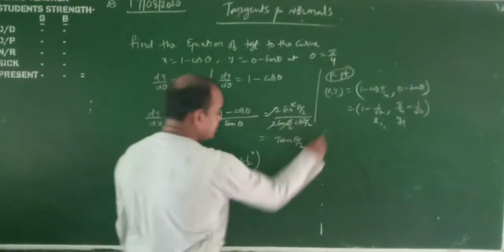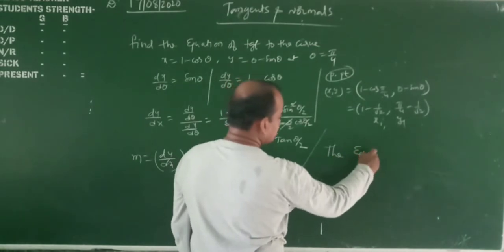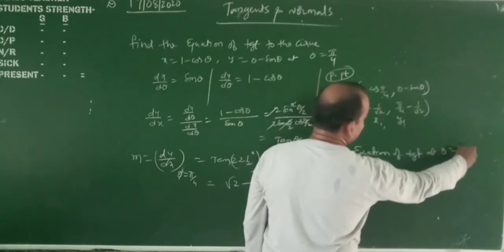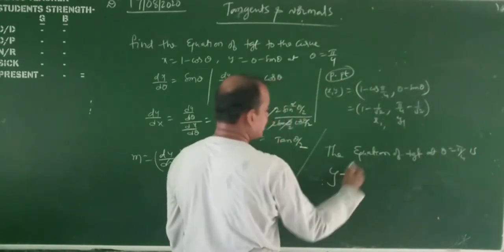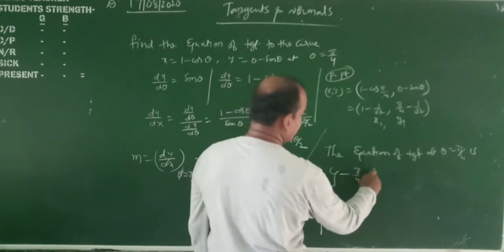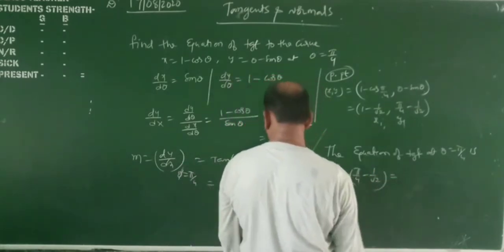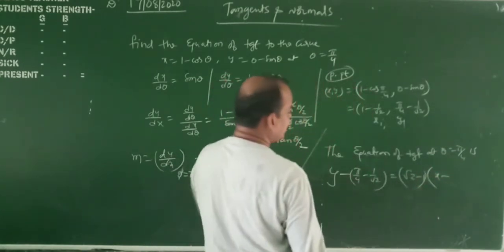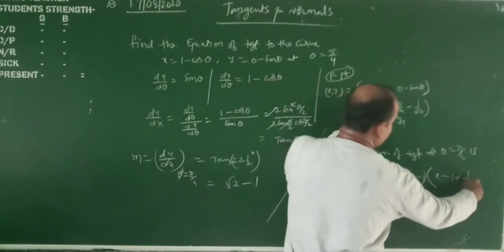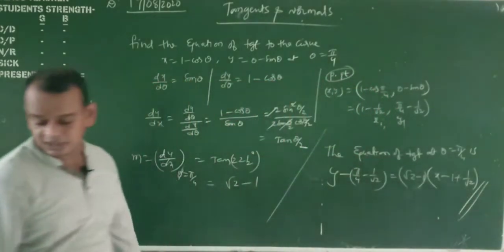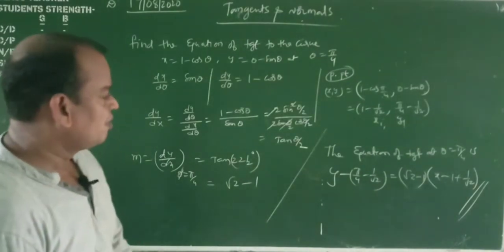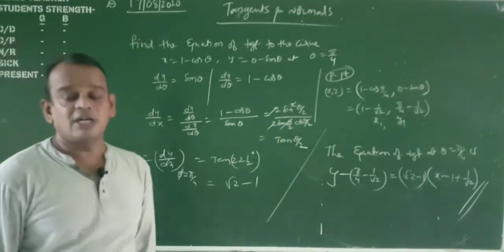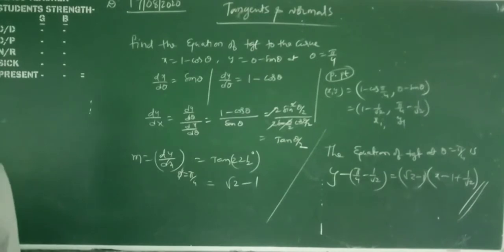Now the equation of tangent at theta equal to pi by 4, what is the formula? y minus y1, y1 value pi by 4 minus 1 by root 2, is equal to m, m means root 2 minus 1, into x minus x1. x minus x1 means x minus 1 plus 1 by root 2. Leave this one, no problem at all. You will get 100% full marks. y minus pi by 4 minus 1 by root 2 is equal to root 2 minus 1 into x minus 1 plus 1 by root 2. That is the equation of tangent at the point.